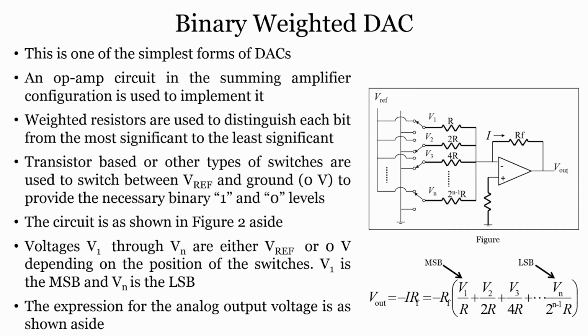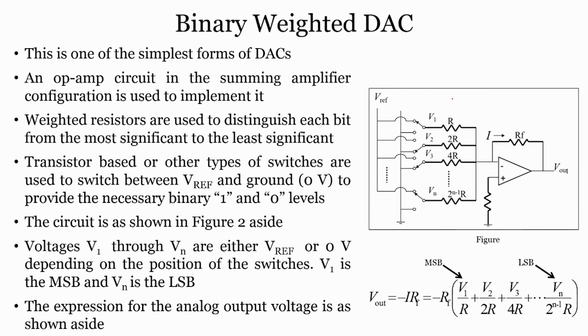Weighted resistors are used to distinguish each bit from the most significant bit. It is very simple: V1, V2, V3, Vn. We have a V reference voltage. The reference voltage is a set voltage, and according to that we can select one of these inputs up to 2 raised to n minus r, and the weighted resistors are used to distinguish.